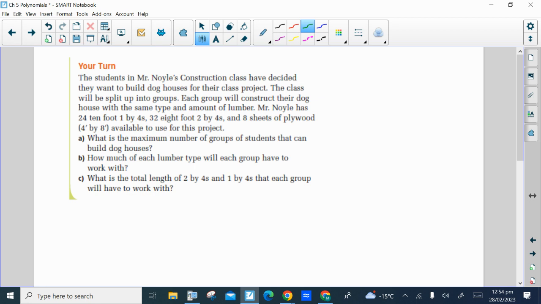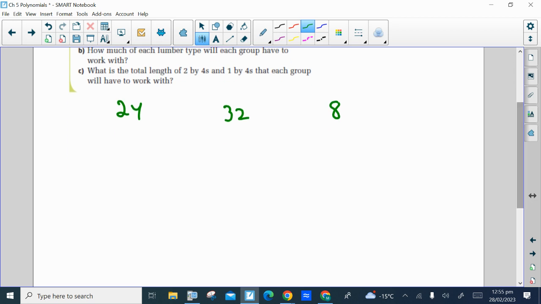Okay, so we want to know the maximum number of groups of students that can build a doghouse. So again, we want to find the greatest common factor between 24, 32, and 8. That's what we're trying to find, the greatest common factor. So we can do this like we did the last one by breaking each number down to a product of its prime factors. And it doesn't matter what 2 numbers you start with as your first product. As long as you do things correctly, you'll end up with the same numbers at the bottom of each of these lists.